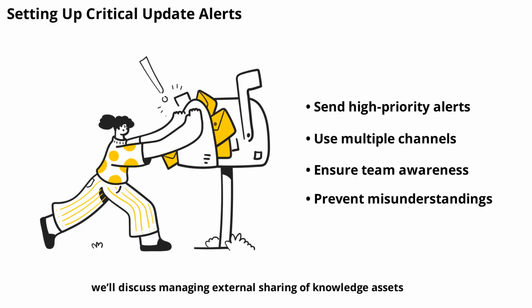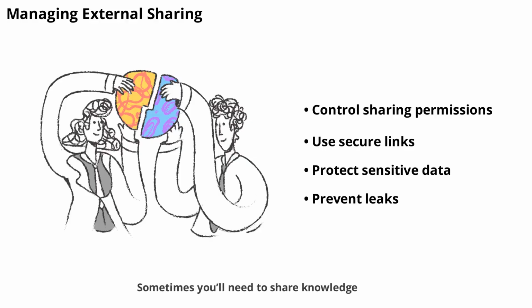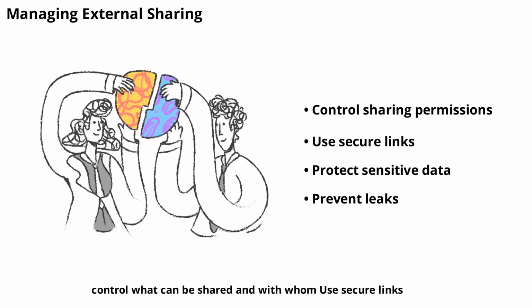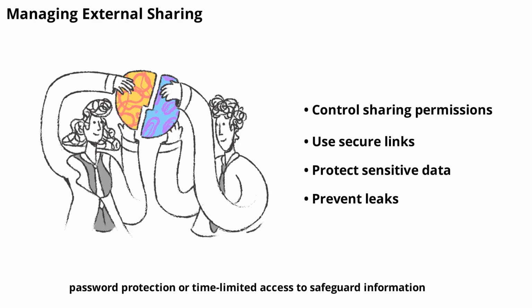Next, we'll discuss managing external sharing of knowledge assets. Sometimes, you'll need to share knowledge assets with external partners or clients. Set up your software's sharing features to control what can be shared and with whom. Use secure links, password protection, or time-limited access to safeguard information. Always review external sharing permissions to prevent accidental data leaks.